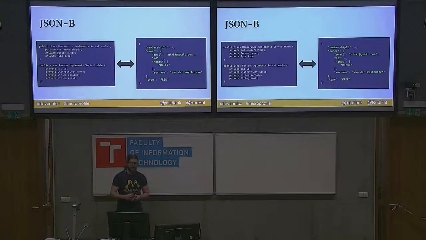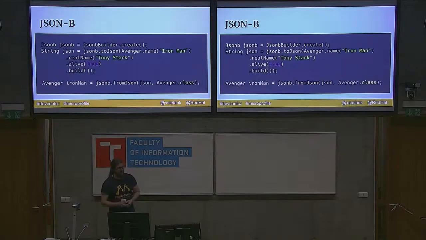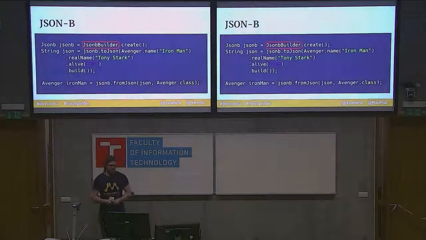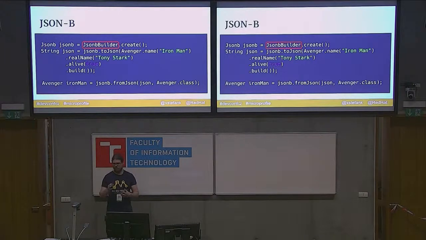JSONB, or JSON binding, came into existence because JSON parsing missed a really important feature, and that's mapping of Java classes directly to JSON objects, as is shown in this example. So JSON binding really does only this one thing. It contains two classes, which is JSONB builder, which can be used for configuration of the document that you are going to output, which may be pretty formatting, for instance, and JSONB class, which only contains toJson and fromJson methods, where you can transform directly a Java class and its JSON representation.